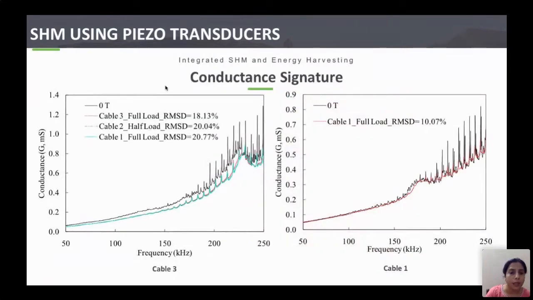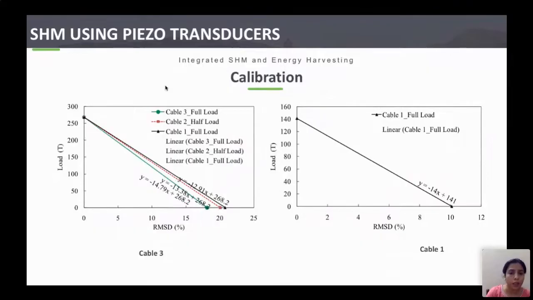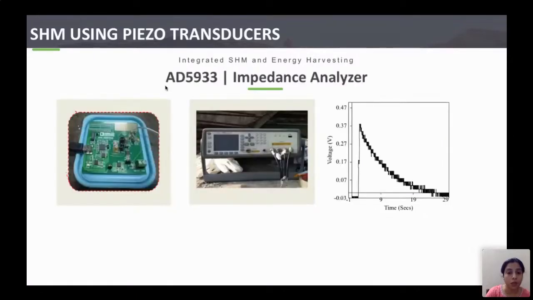And these are the conductance signatures during different stages of the post-tensioning of the bridge. And we generated the calibration curves which can be used for future estimation of the pre-stressing force. So now we covered the energy harvesting separately and the structural health monitoring using piezo patches separately.